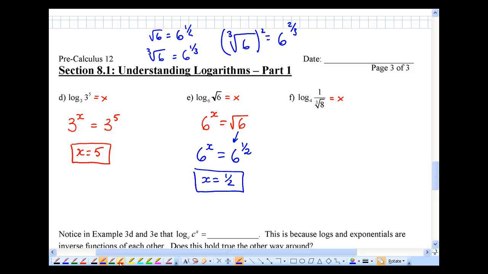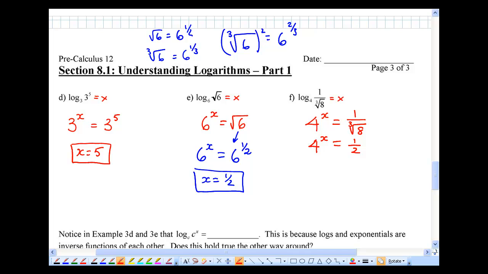All right, f. The base is the 4. So 4 to the power of x equals 1 over the cube root of 8. Oh my. We have to rewrite that as an exponent. Some of you might be knowing, oh yeah, cube root of 8, that's just 2. Awesome. So this is the same thing as 1/2. Okay, so 4 to the power of x equals 1/2.